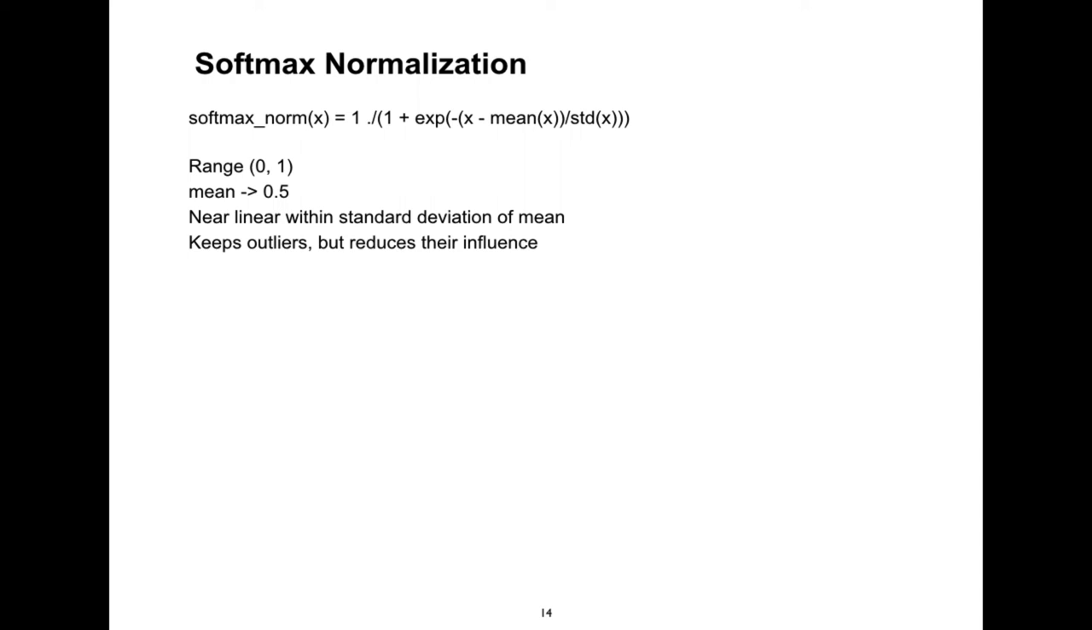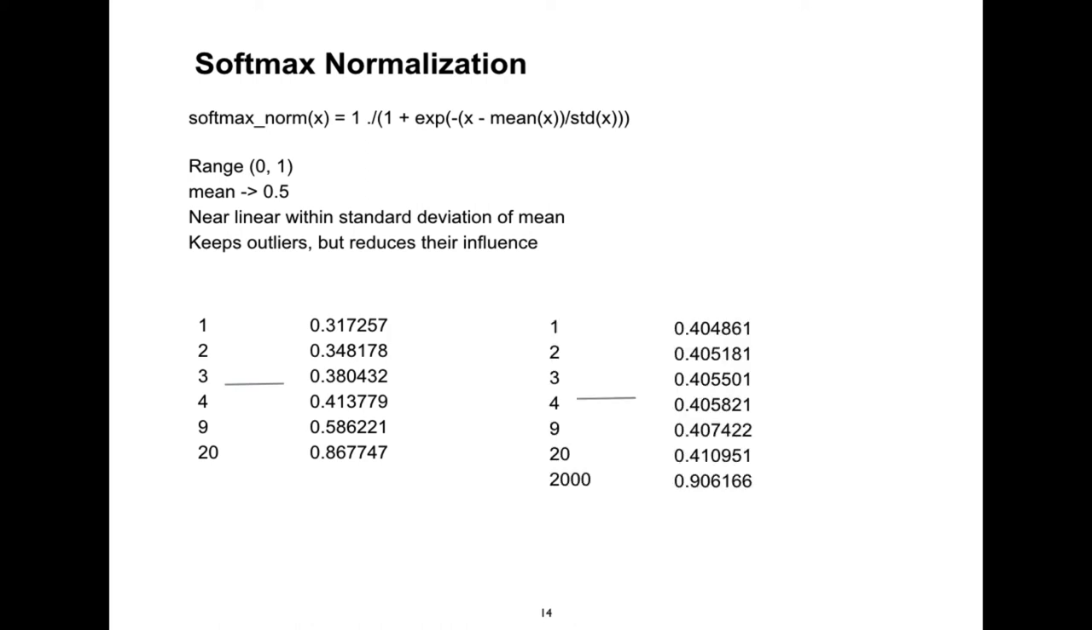And softmax is, again, we get a range between 0 and 1, and the mean is in the middle, which is sort of nice. Within that standard deviation of the mean, it's pretty linear, and then the extremes collapse onto the same values. So that 20 does have an effect, and that 2000 does have an effect, not as much as previously.